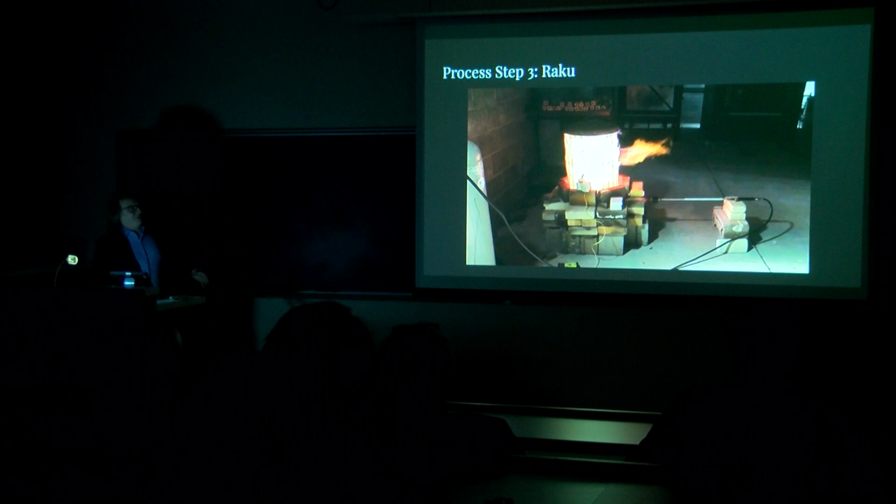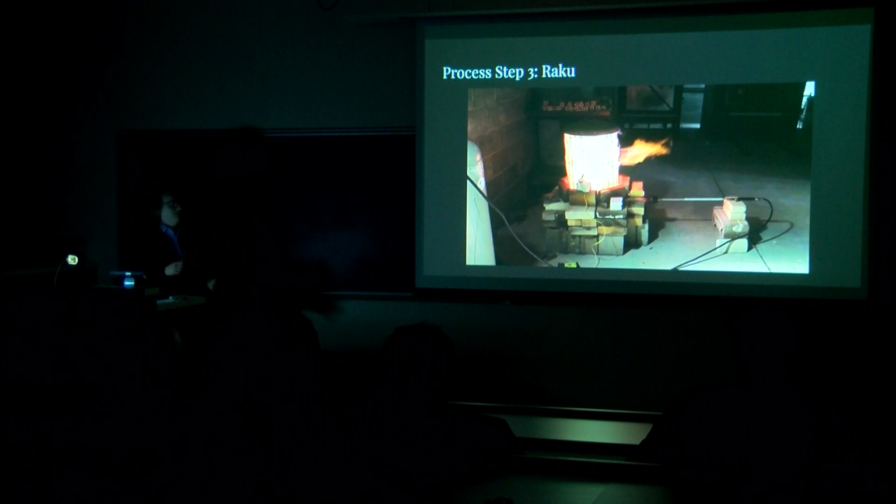But mostly what appealed to me about this is that with raku, after you get it up to its highest temperature, you ease it down a bit, and while it's still over 1,000 degrees, you pull it out of the kiln, and you drop it into a pile of leaves, and it burns. And that burning process is normally what activates the glaze, but what it does is it creates these really intense, smoky, rustic textures that were perfect for that wabi-sabi thing that was inspiring me.